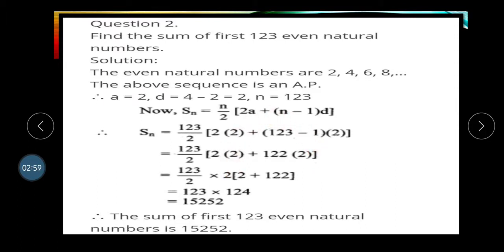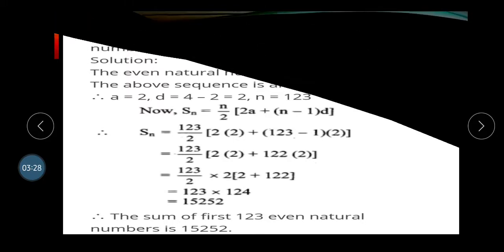Next, 2 plus 122 we get as 124, and this 2 and this 2 gets cancelled and it becomes 1. So 123 into 124 is 15,252. Therefore, the sum of the first 123 even natural numbers is 15,252. This calculation, the solving can be done in any method, but you should show the steps.